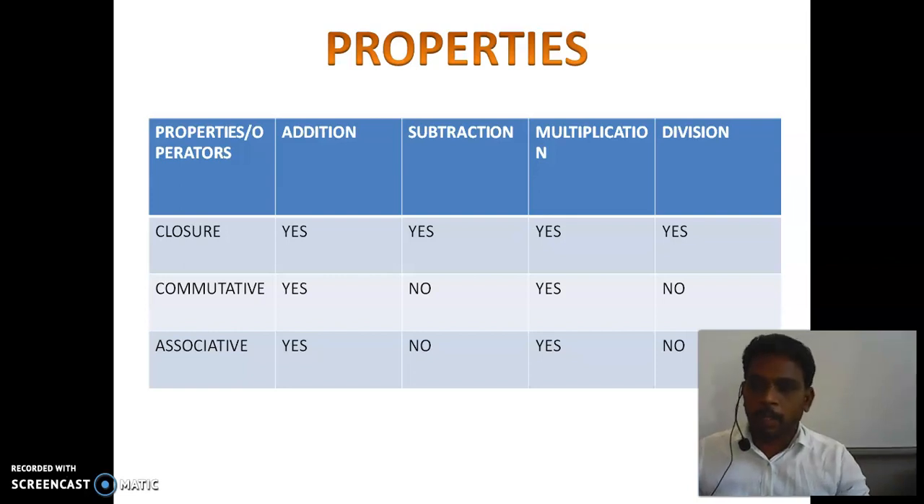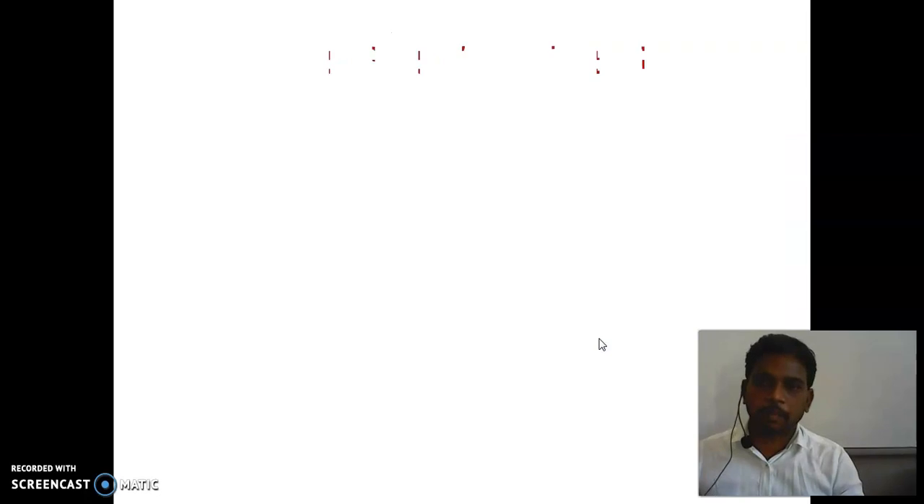First, closure property. The closure property is satisfied in all operations, that is addition, subtraction, multiplication, and division. Similarly, the commutative property is satisfied only under addition and multiplication for rational numbers, but under subtraction and division it is not satisfied. And the associative property is also satisfied under addition and multiplication, but not subtraction and division. All this we have seen in the last classes.